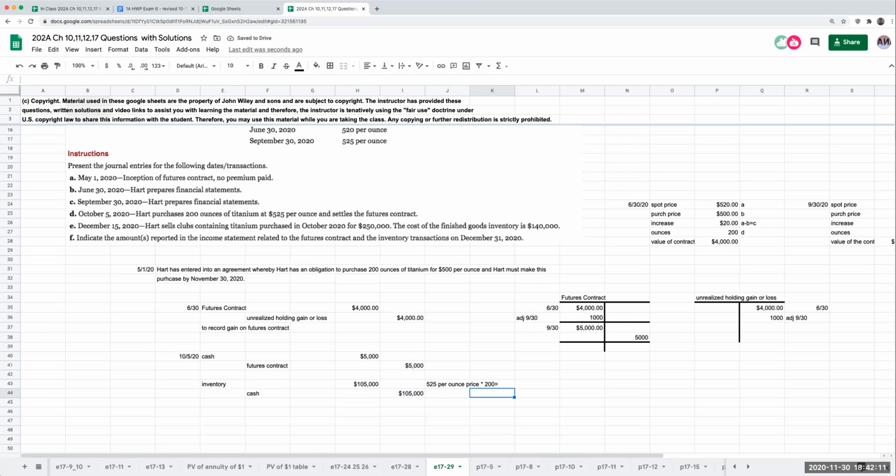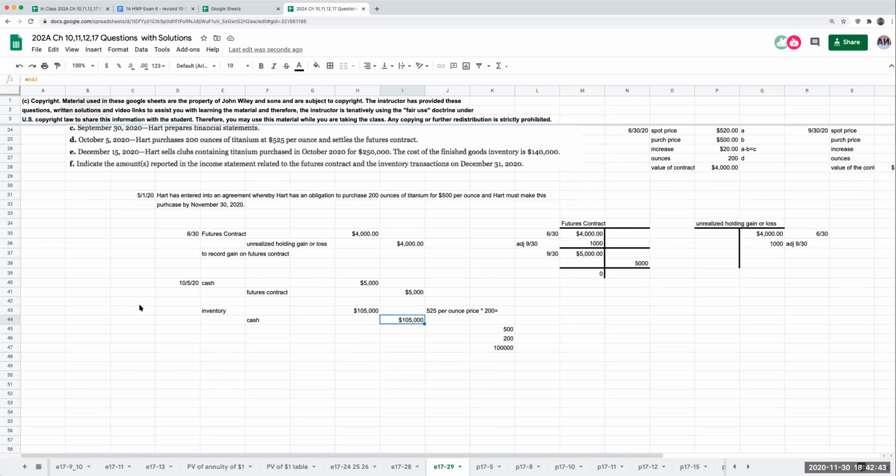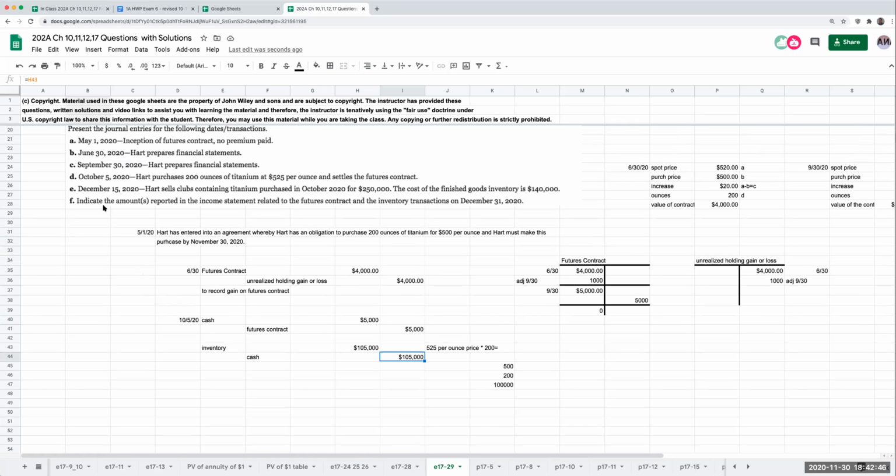At the end of the day, the amount that I'm paying for the titanium, if we look at the cash, because I've settled this contract, is 500 per ounce times 200 ounces, or $100,000. So the amount I'm paying in cash is a net of $100,000. So this is what we're doing on October 5th.